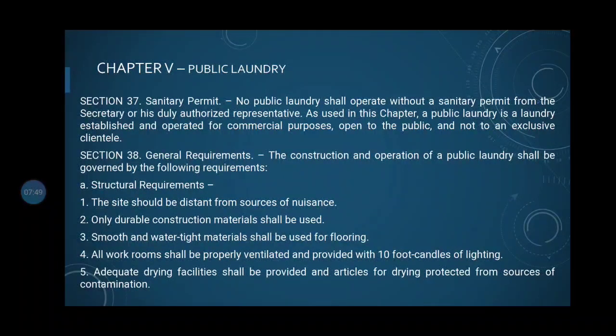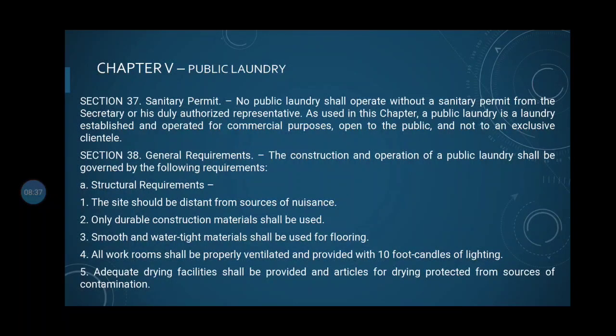So, sa A, structural requirements. One is the site should be distant from sources of nuisance. Number 2, only durable construction materials shall be used, which is kailangan namang dili lang diri sa public laundry kundi bisan sa mga panimalay or mga public establishments importante gid ang durable construction materials. Syempre bahala mahal basta quality, diba? Sorry. Then next is number 3, smooth and watertight materials shall be used for flooring.